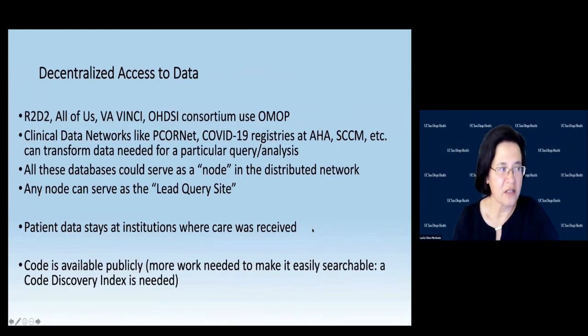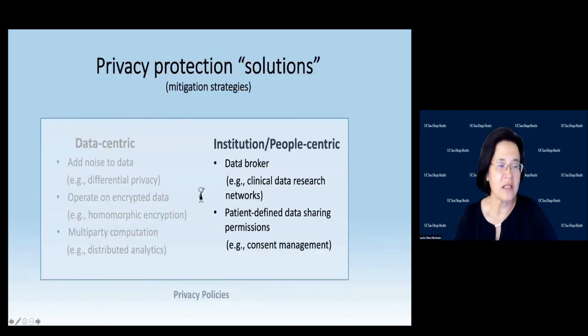So decentralized access to data can be done with a lot of programs. So different programs can contribute to this decentralized access without having to move their data anywhere. And that's how we did this, and how we would propose to do with many other programs. So anyone could serve as a node, and anyone could serve as the initiator of this query or this analytics. So patient data stays at institutions, and code is made publicly available. And just to plug here, code discovery index is also needed. So that is about the data broker when the clinical data research networks decide.